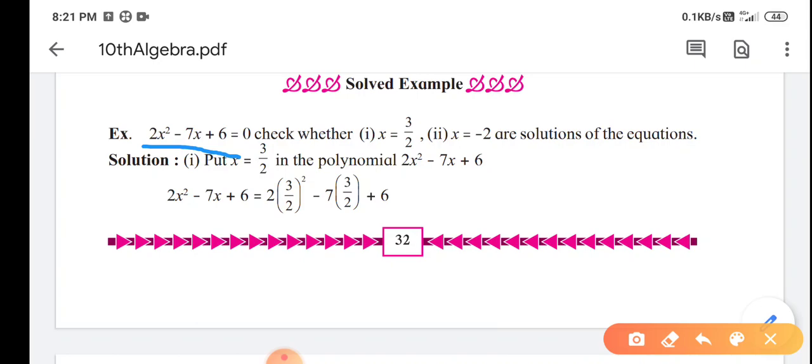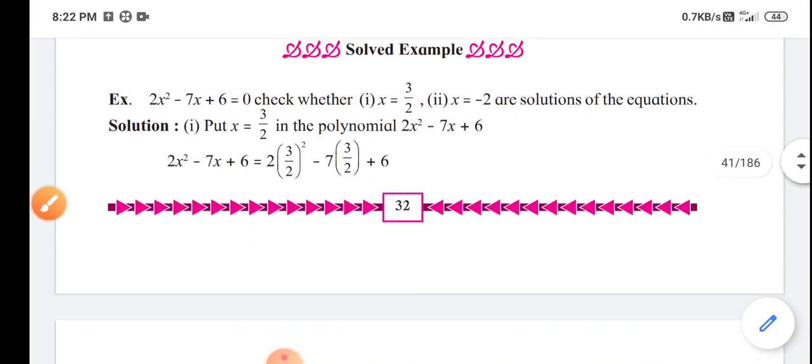So what we have to do is just check whether the given values of the variable are solutions of the given quadratic equation or not. First we have to put x is equal to 3 by 2 in the given equation, that means put 3 by 2 at the place of x, and second time we have to put x is equal to minus 2 at the place of x, and check whether both the sides are equal or not. If both the sides are equal, then and only then can we say that the given value is a root or solution of the given quadratic equation.